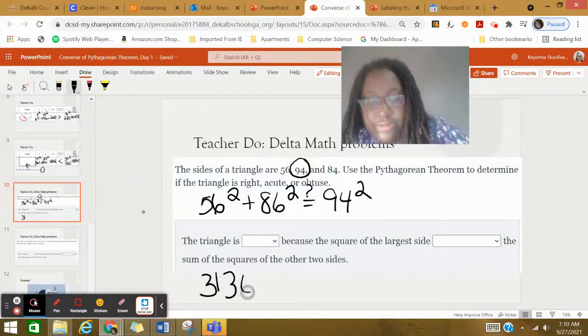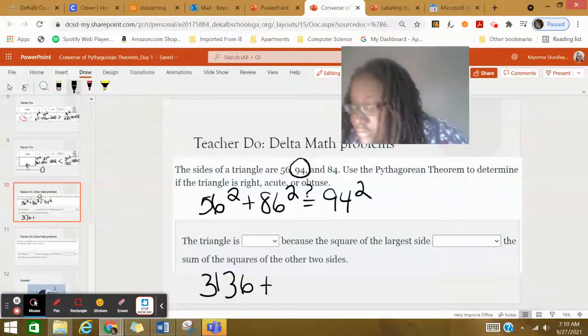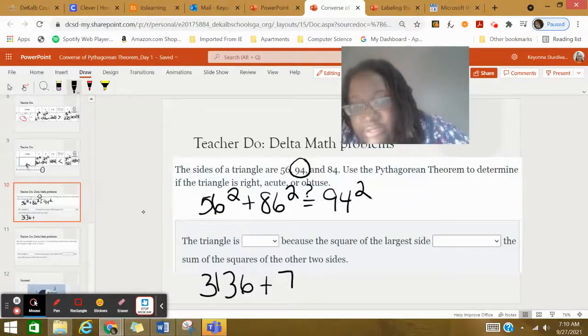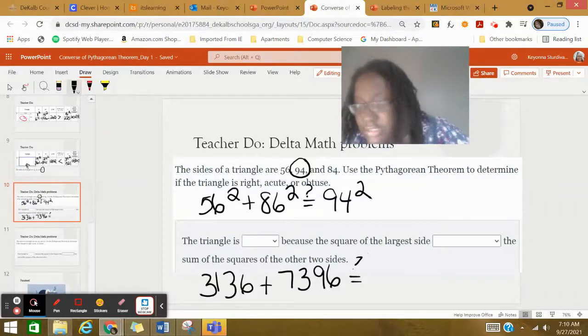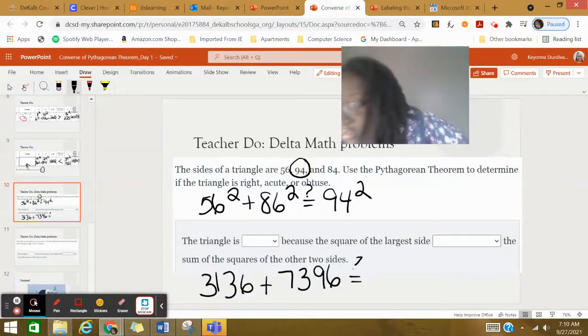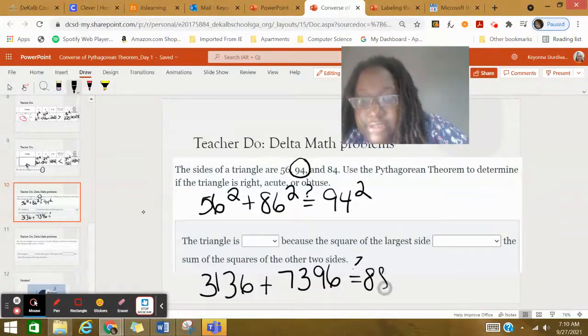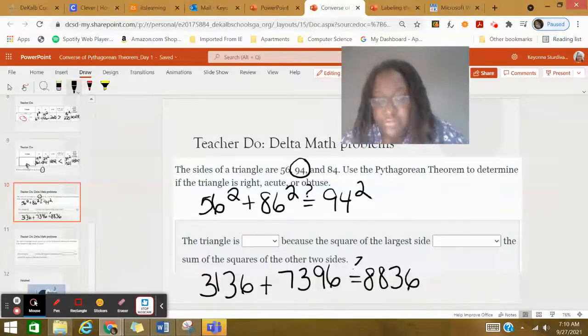Okay, so 56 squared, and these are some large numbers, so I'm going to put it at the bottom. 3,136 plus 86 squared. This is 7,396. And then we got 94 squared, and it's okay, we got large numbers, so we can use the calculator. And this is 8,836.